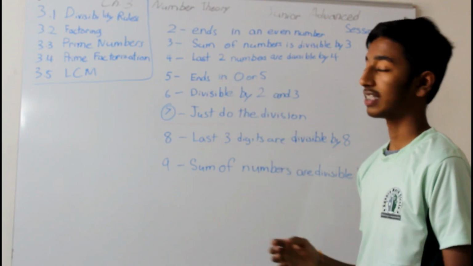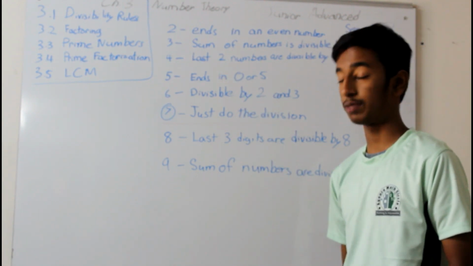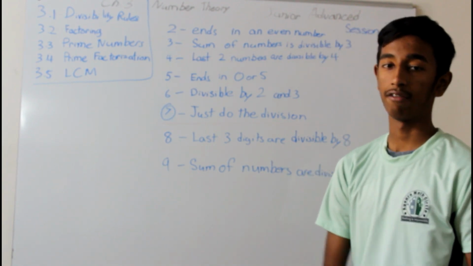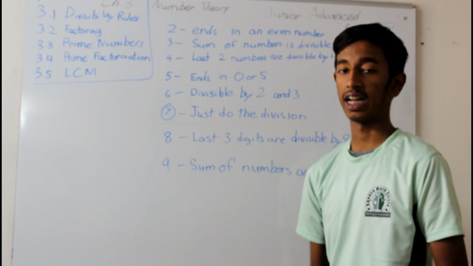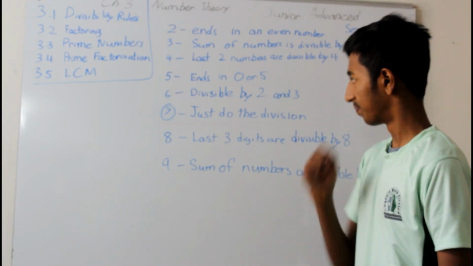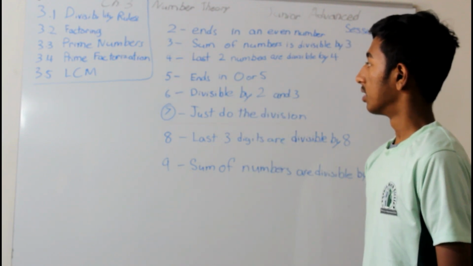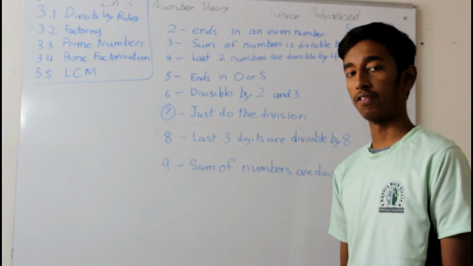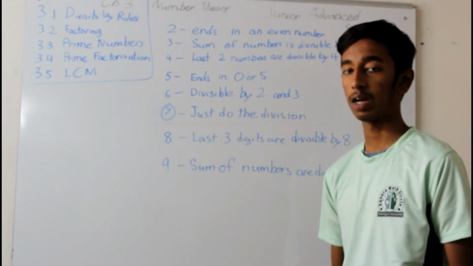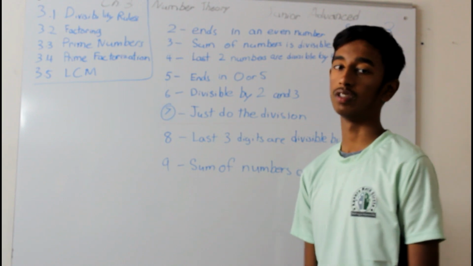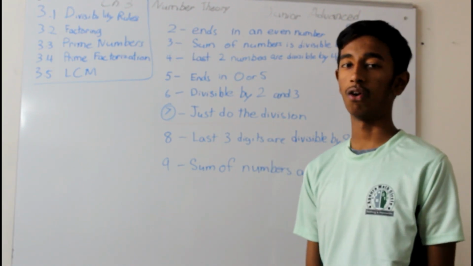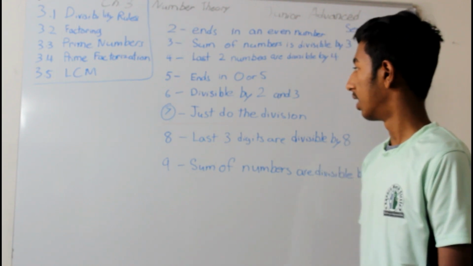For 3, if the sum of the numbers is divisible by 3, the number is divisible by 3. So if you go through and add every single digit and divide it by 3 and have no remainder, the number is divisible by 3. 4. The last two numbers must be divisible by 4. So if you just take the last two numbers, the tens and the ones place of the number, and you divide it by 4 with no remainder, the number is divisible by 4. 5, this is one of the easiest ones. If it ends in 0 or 5, it's just divisible by 5.